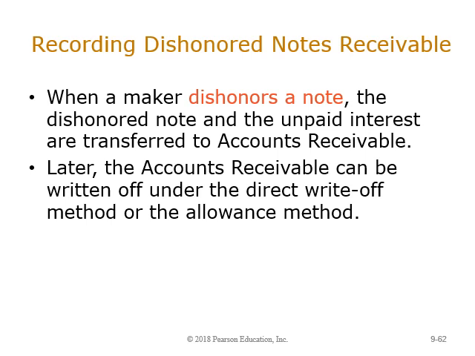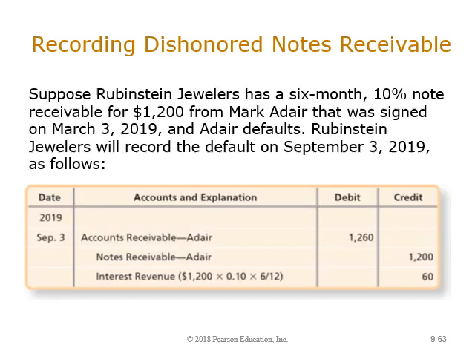So basically what this means is that we loaned somebody money and they decided to stiff us and they didn't pay us. So this is kind of what that looks like. So we're going to go ahead and record this dishonored notes receivable. So we're going to suppose that Rubenstein Jewelers has a 6-month 10% note receivable for $1,200 from Mark Edier that was signed on March 3rd, 2019. Edier defaults, which means that he didn't pay.